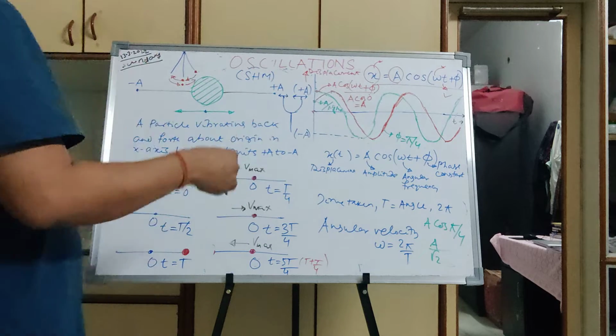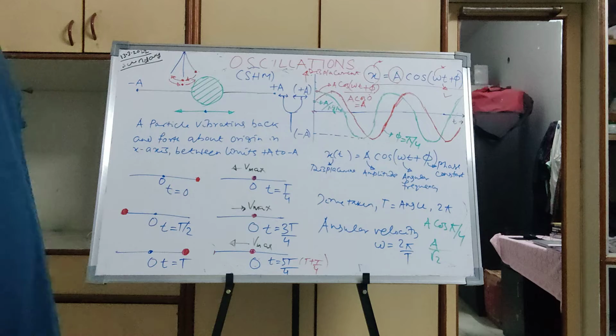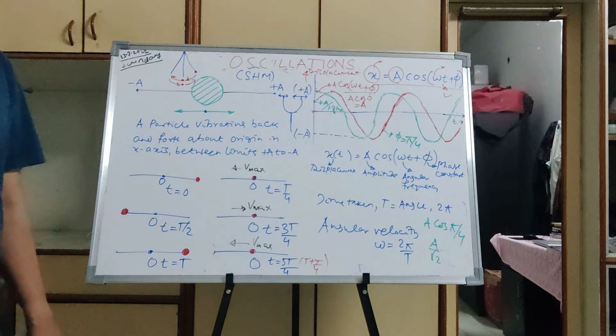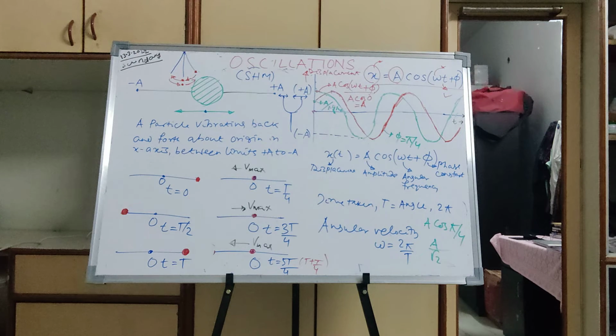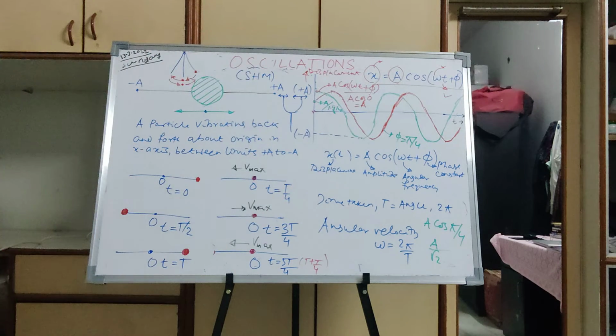The amplitude for both red and green curves remains the same. The angular frequency or angular velocity omega is the same. Only the difference is the phase constant, so it starts at a phase equal to pi by 4, at 45 degrees. Now we'll find out what the angular velocity or angular frequency is.